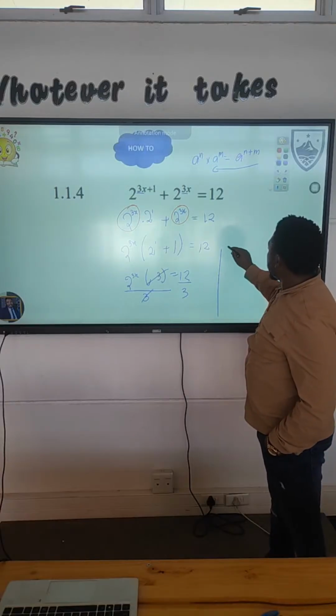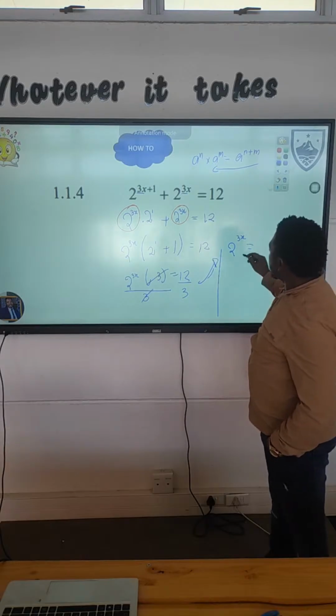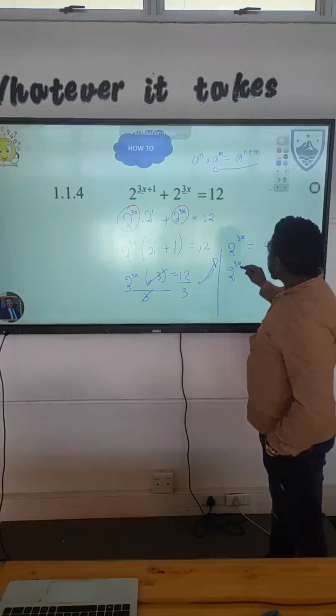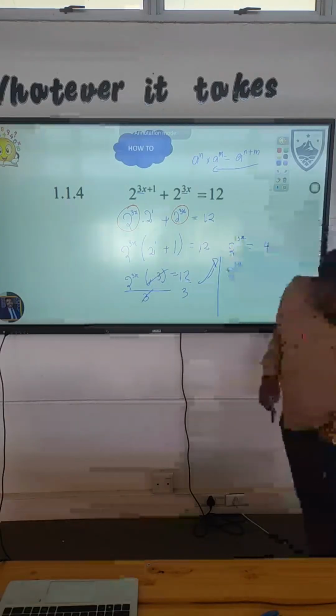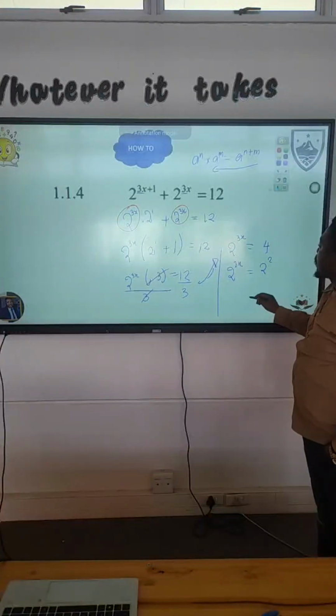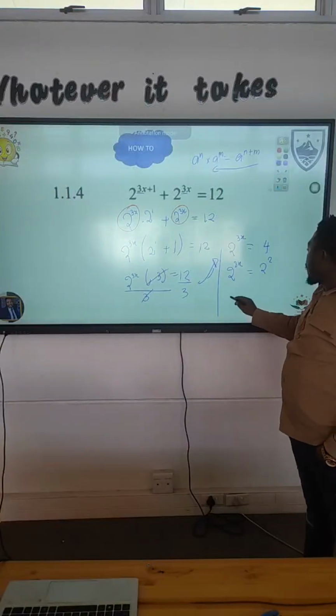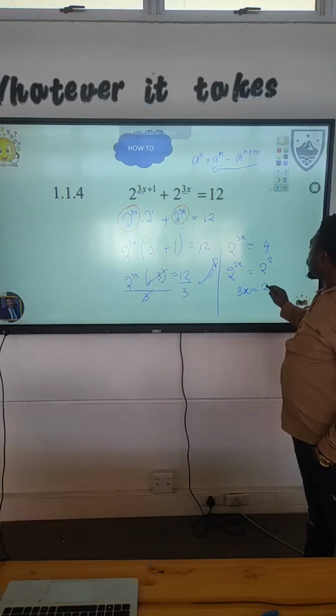So for the sake of space, I have 2 to the power of 3x equals 4. 4, as a factor of its prime numbers, is just 2 to the power of 2. But because now they have the same base, it means the exponents are also equal. So therefore 3x must be equal to 2.